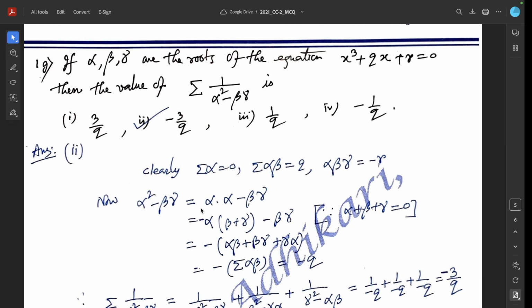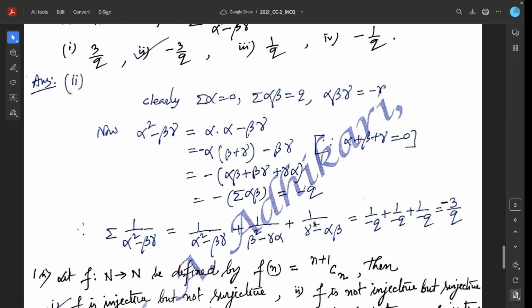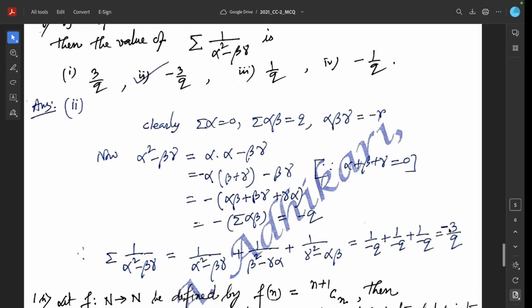Now alpha square minus beta gamma equal to alpha into (alpha minus beta gamma). This is equal to minus alpha (beta plus gamma), because alpha plus beta plus gamma equal to 0 from summation alpha equal to 0. So minus (alpha beta plus beta gamma plus gamma alpha), this is equal to minus summation alpha beta, which is equal to minus q. So summation 1 by (alpha square minus beta gamma) is equal to 1 by alpha square beta gamma plus 1 by beta square gamma alpha plus 1 by gamma square alpha beta. So this is equal to minus 3 by q. Correct option is 2.